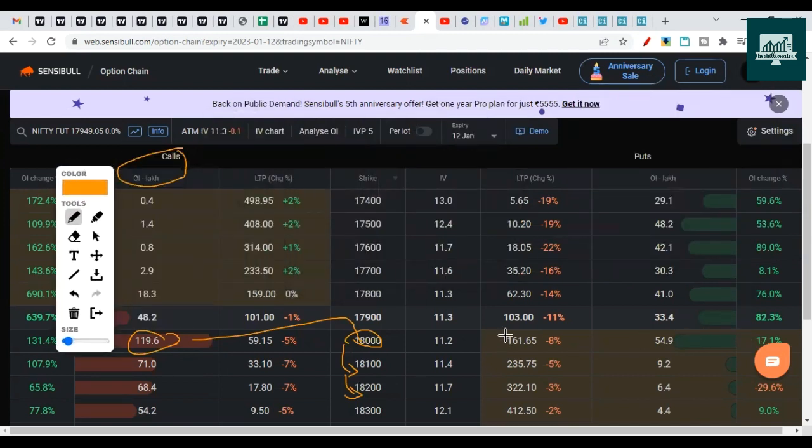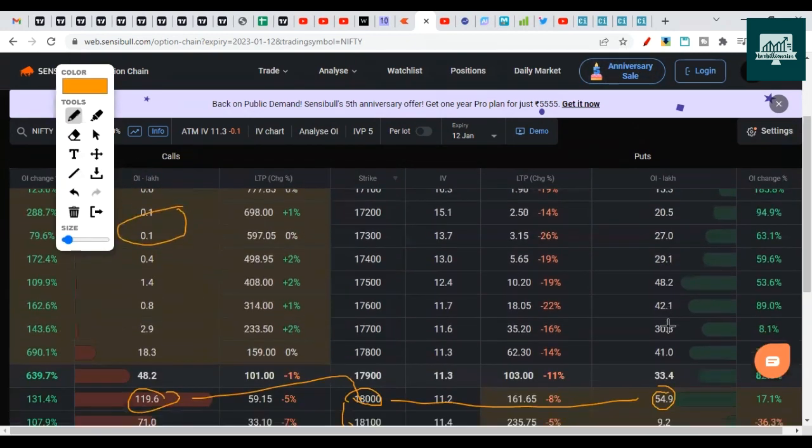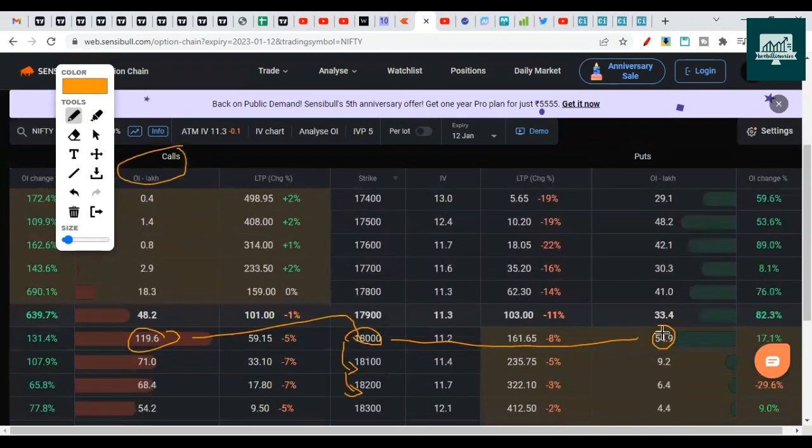On the flip side, what is the major support here? The major support is again 18,000. Here we have 54 lakh put open interest, and we don't have much open interest on the downside. After this, the next support lies at 17,500. So this support is again at play, and based on this, the next thing will happen.